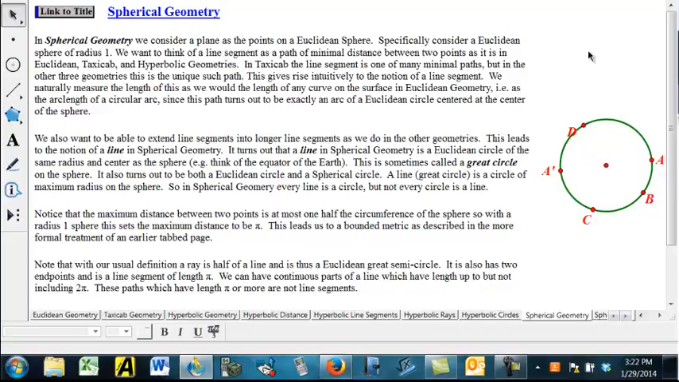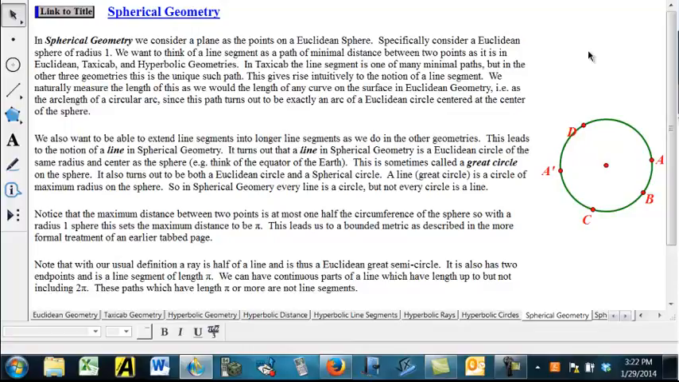In taxicab geometry, a line segment is the same as a Euclidean line segment. It's one of many minimal paths between 2 points, paths of minimal length. But in hyperbolic geometry, Euclidean geometry, and spherical geometry, it makes sense to say there is a unique path of shortest length, and that will be our line segment.